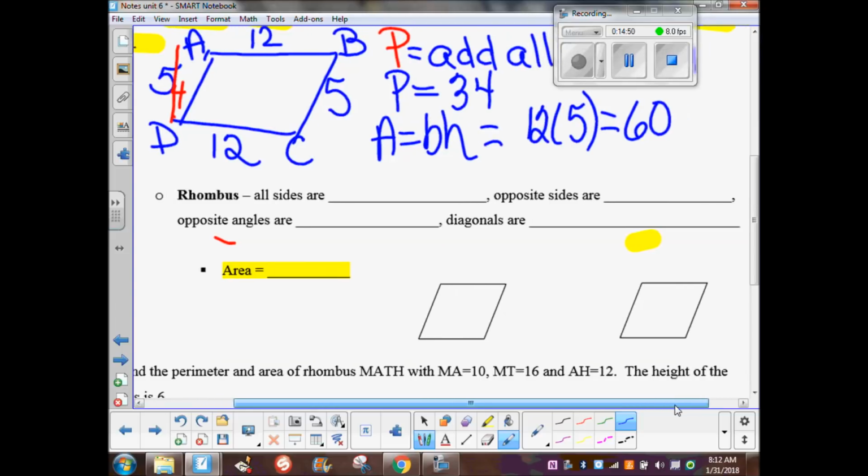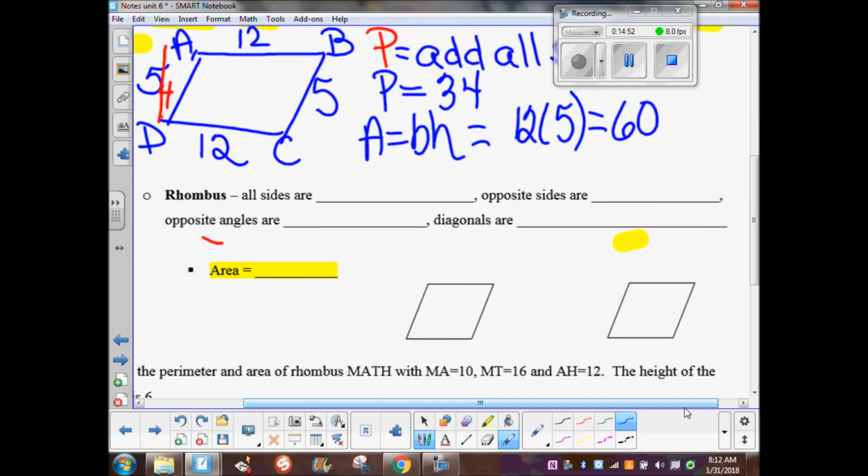Rhombus. It's kind of cool. So the rhombus is like a square.